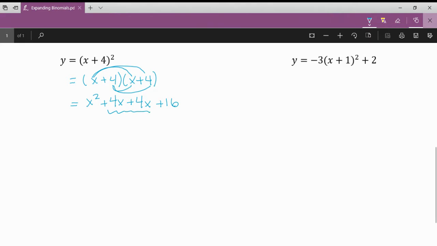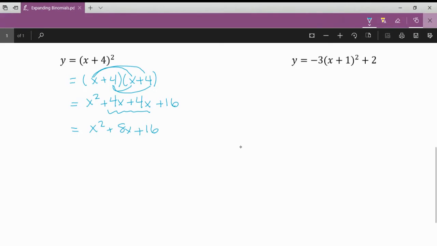And again, always make sure that you simplify any terms that you can. So we have x squared plus 8x plus 16. If your terms are in this order, x plus or minus something, your middle terms will be able to be simplified. But depending on the order of the terms in your bracket, they might not always be in the middle. So make sure that you are looking at the variable and the coefficient and making sure that they're the same before you simplify.